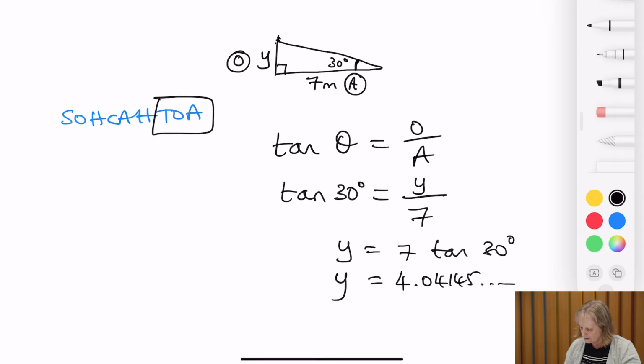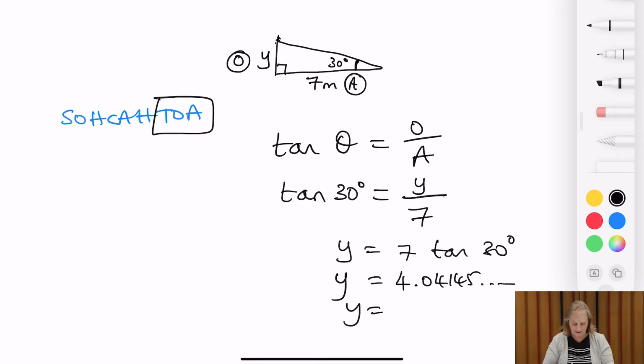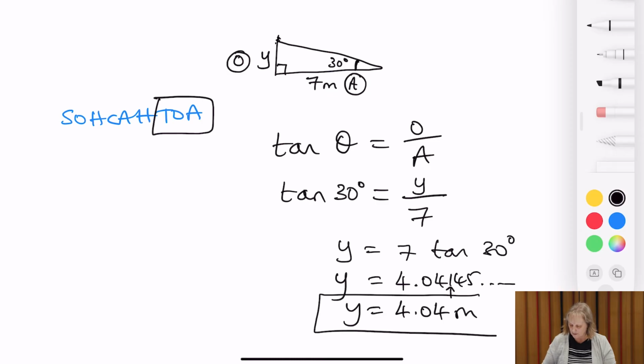Again, not a whole number, it's not going to give us a convenient value, but the question is asking us to round it to 2 decimal places. So we're going to go 1, 2, the third decimal, which is a 1. So we know that we're just going to write our answer as 4.04, and again, put in the correct units of meters here.